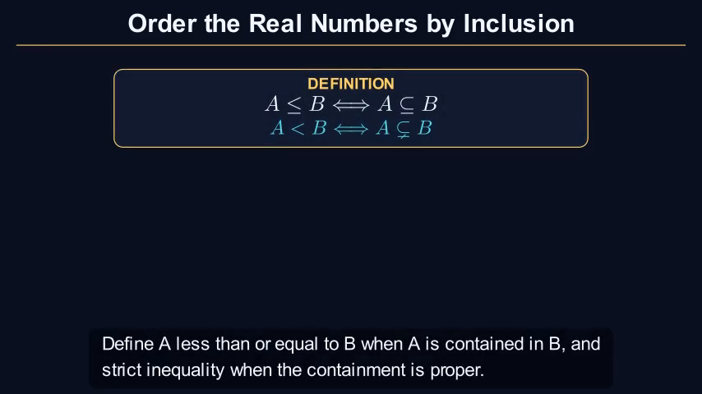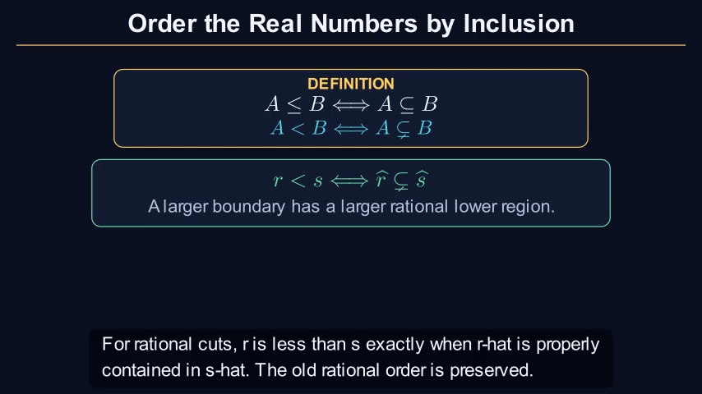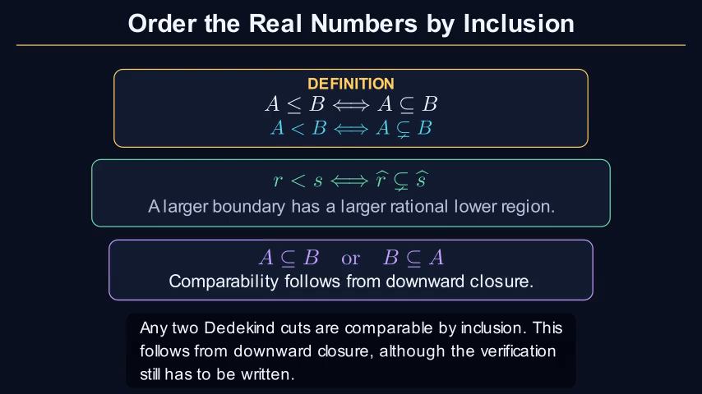Define A less than or equal to B when A is contained in B, and strict inequality when the containment is proper. For rational cuts, R is less than S exactly when R hat is properly contained in S hat. The old rational order is preserved. Any two Dedekind cuts are comparable by inclusion. This follows from downward closure, although the verification still has to be written.